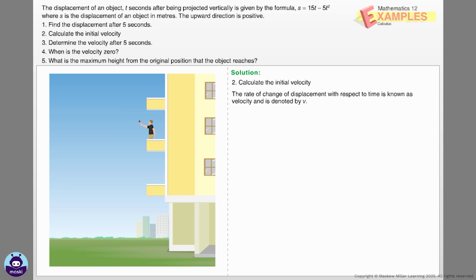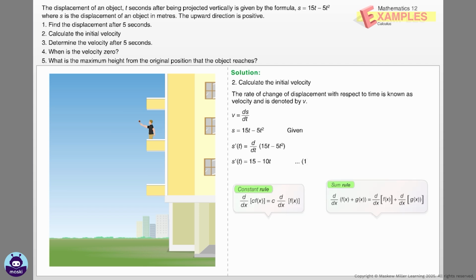The rate of change of displacement with respect to time is known as velocity and is denoted by v. v equals ds over dt. s equals 15t minus 5t². Differentiating s with respect to t, we get s'(t) equals 15 minus 10t.